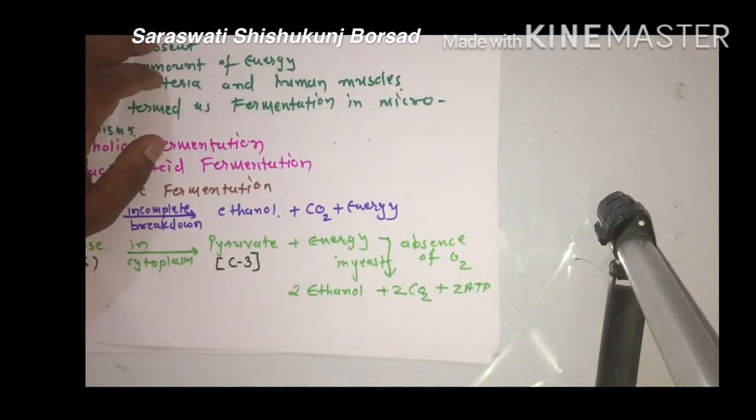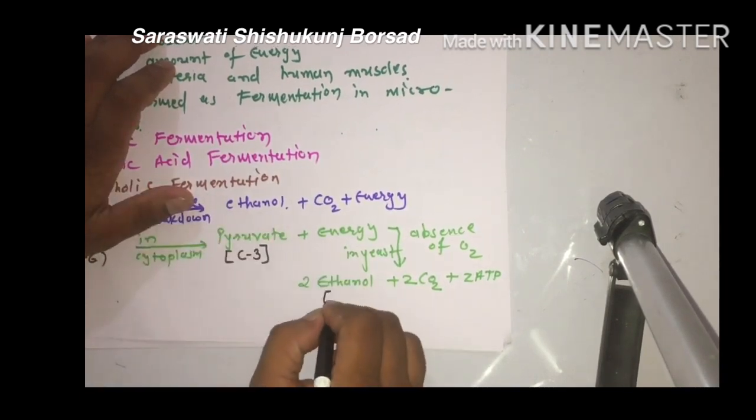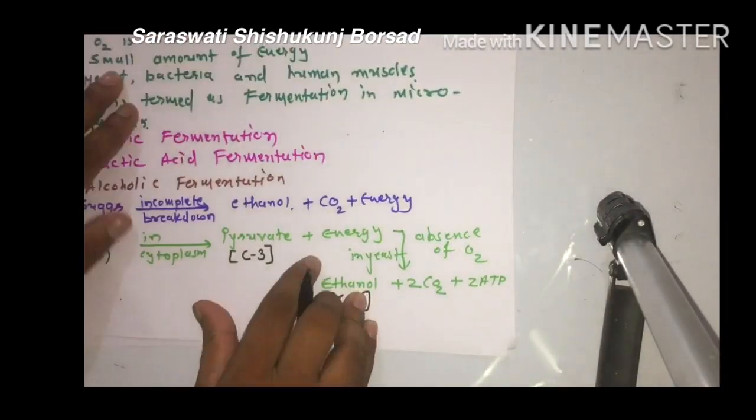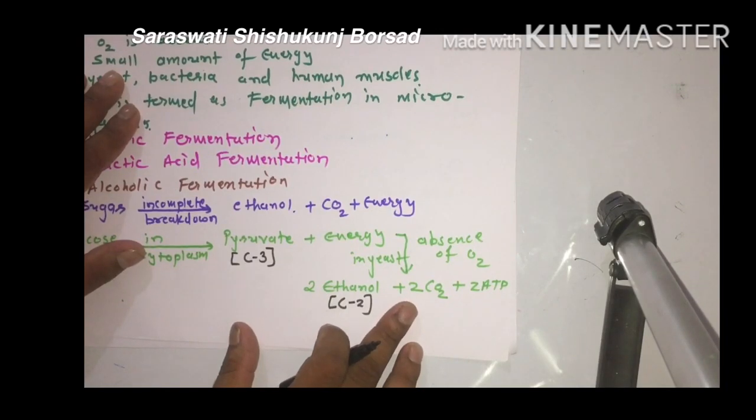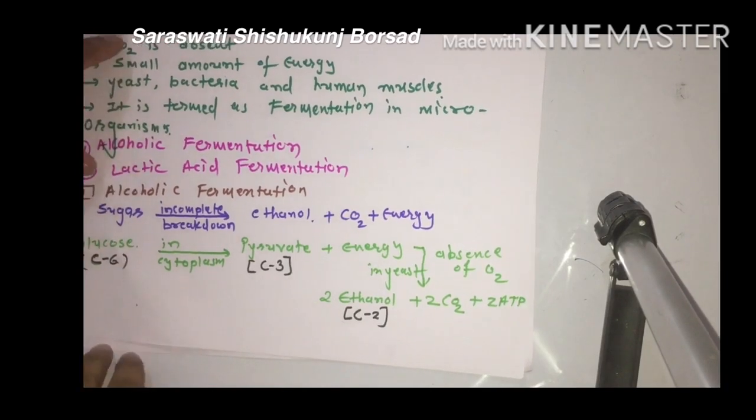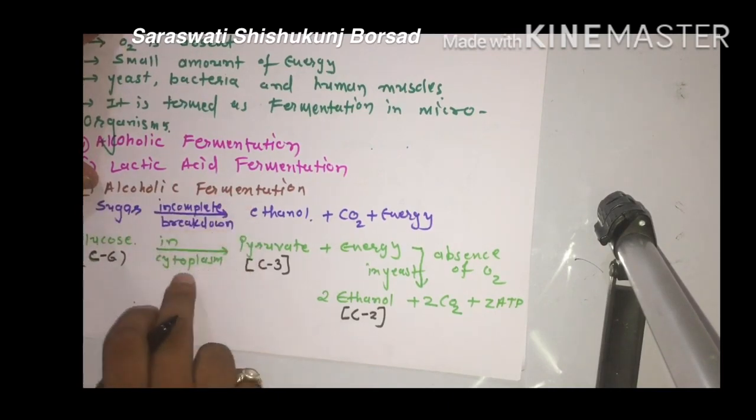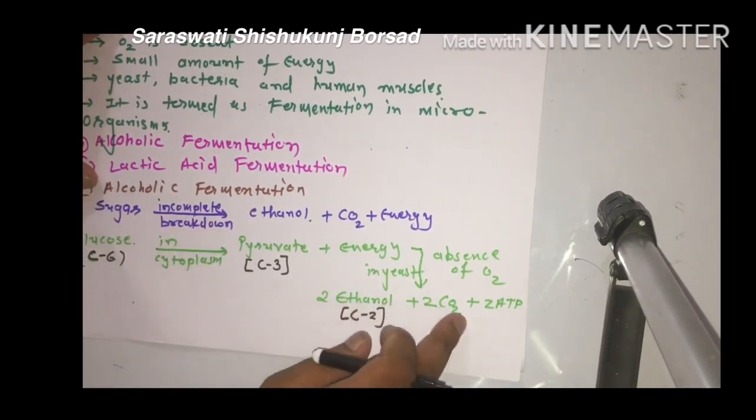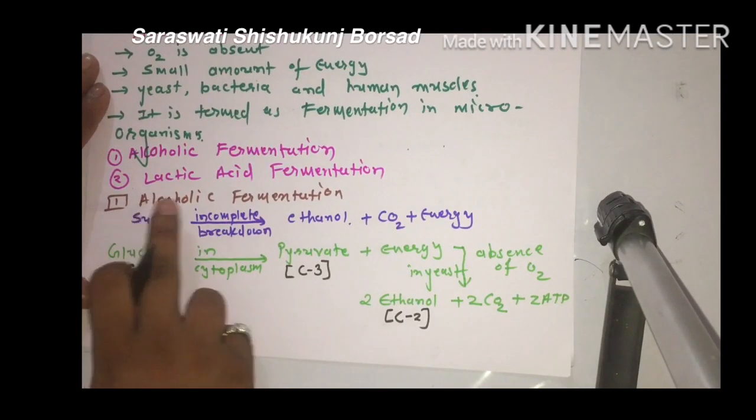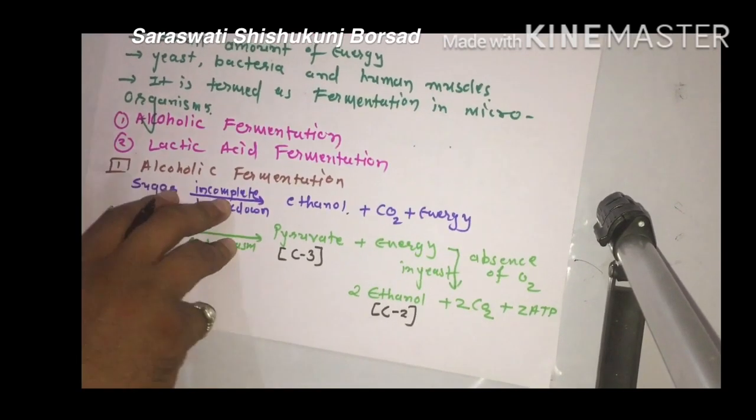Now it must be clear that ethanol itself is a 2 carbon containing molecule, right? Carbon dioxide and 2 moles of ATP, right? So this is the breakdown of glucose in alcoholic fermentation, which results in ethanol, carbon dioxide and energy. In the same way we can also understand lactic acid fermentation. Now let's see what happens in lactic acid fermentation.